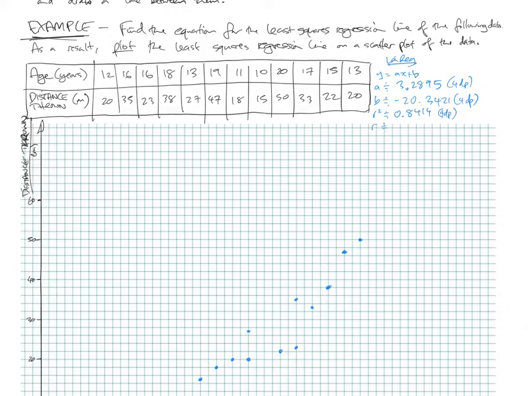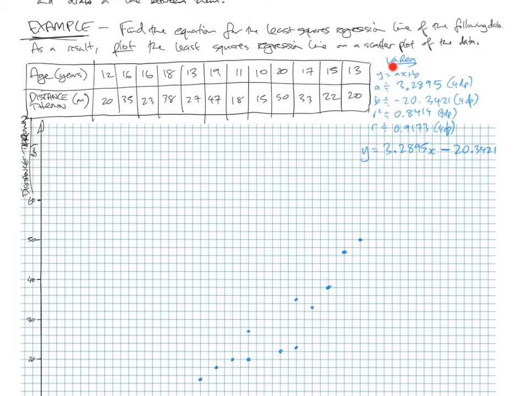And r is approximately equal to 0.9173 to 4 decimal points. As before, r squared is greater than 0.7, so it's appropriate to do a line. So our equation stands at y is equal to 3.2895x plus negative 20, so it becomes a minus sign, negative 20.3421. Where did I get that from?